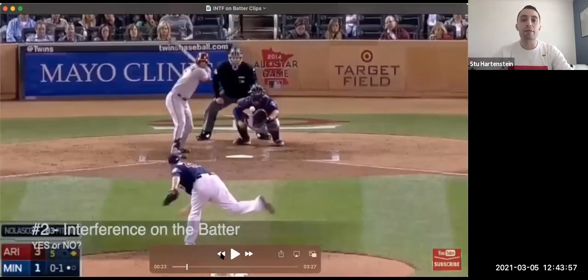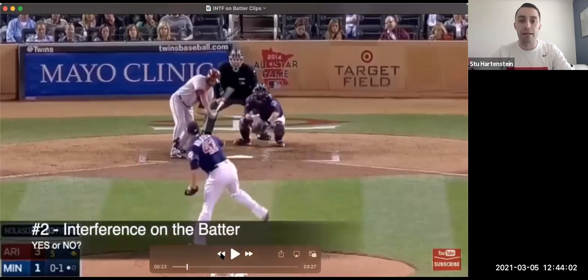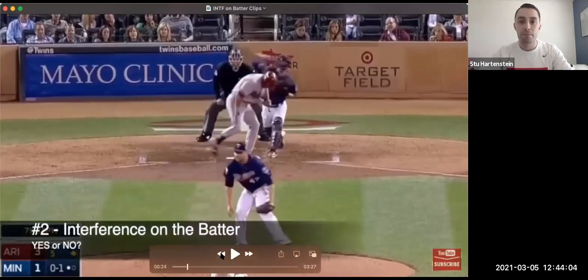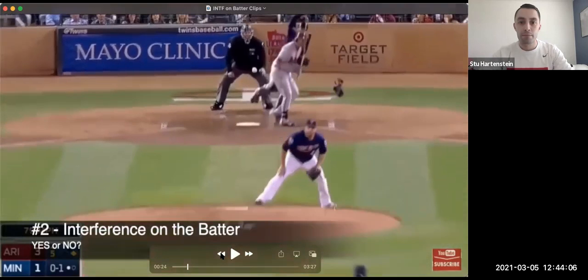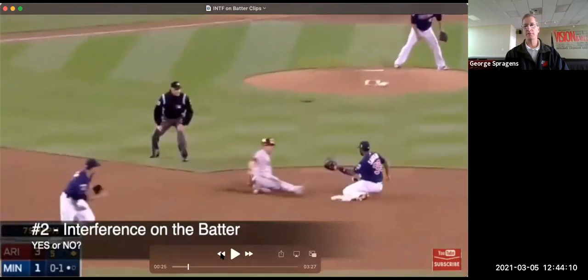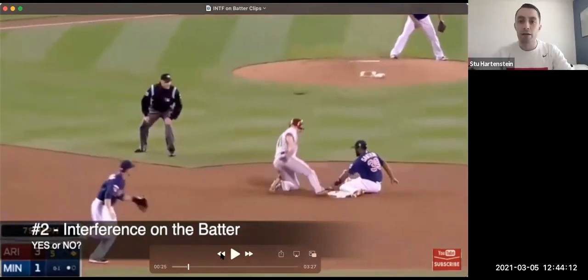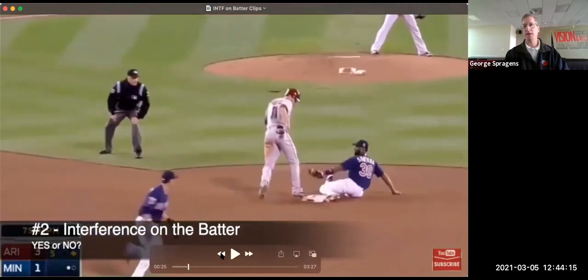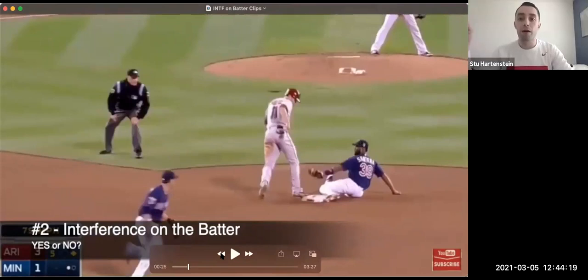Clip number 2, is this interference, yes or no? So here we go. Here's the pitch. I'll slow it down so everybody can see it frame by frame. Yes or no here? Yes. Yep. Why so again? Same thing. You impeded the catcher's ability to make the play. Because he was where? Out of the box.